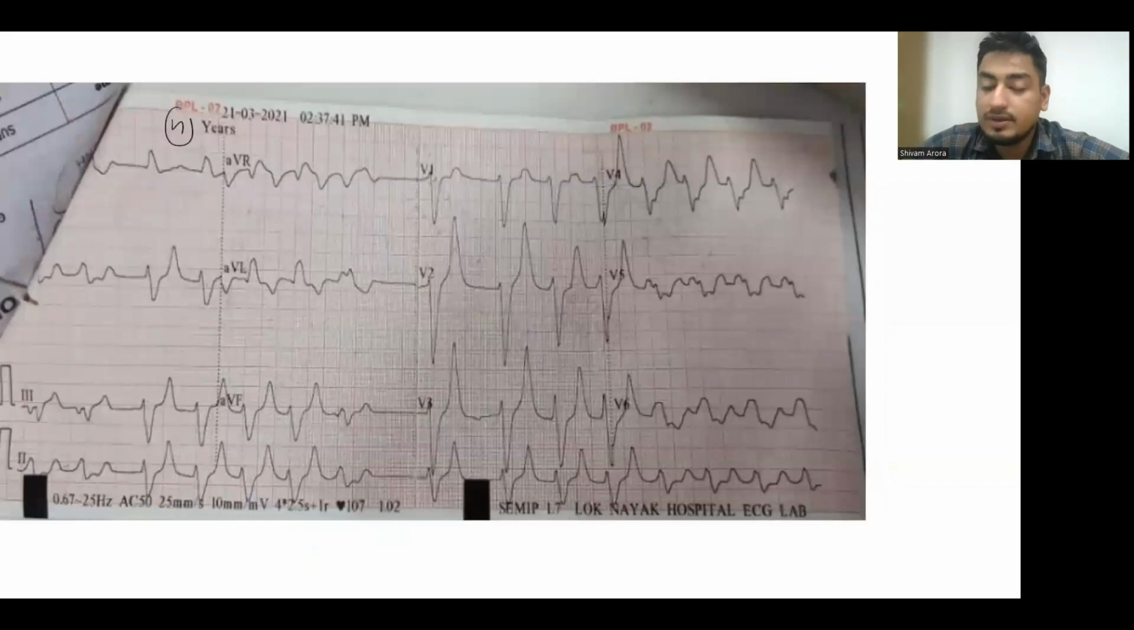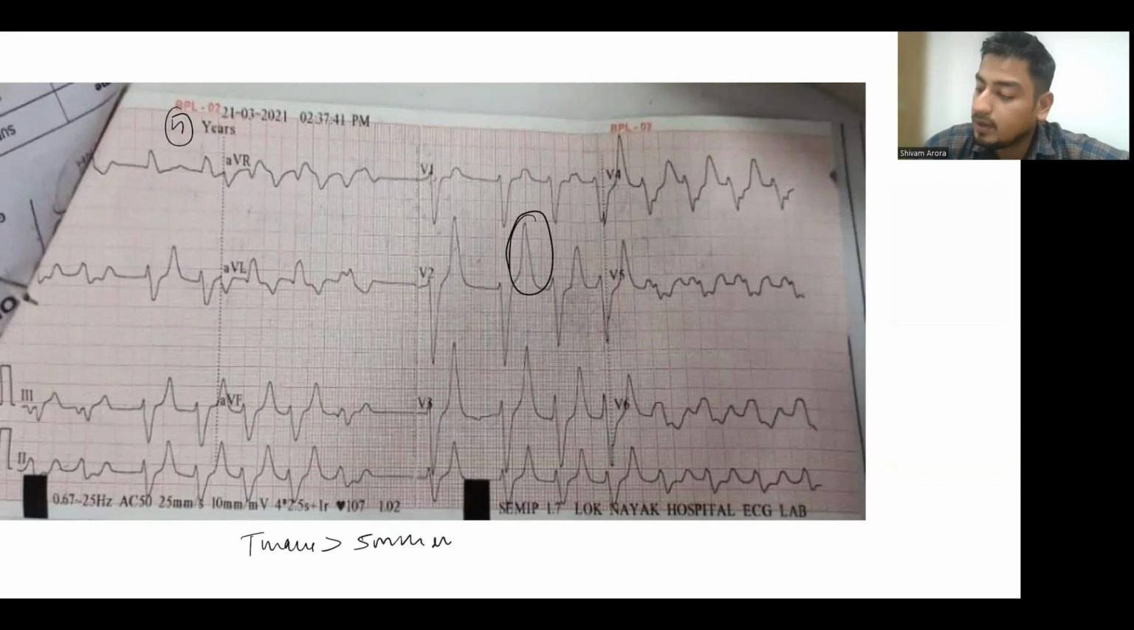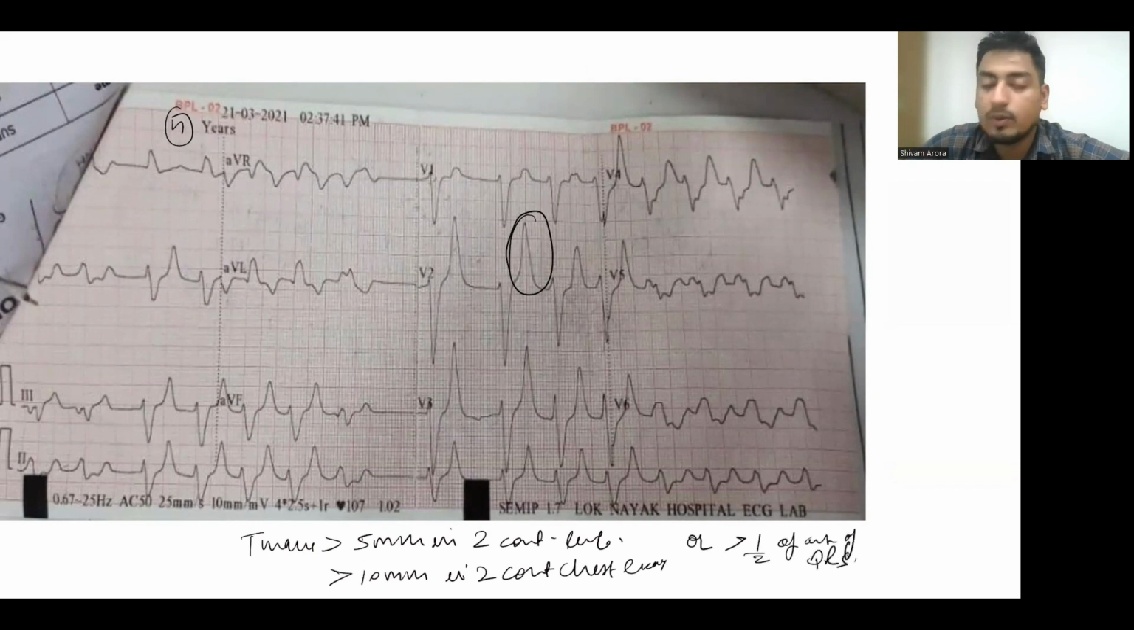Now, fourth ECG. In this we can see that there is this tall T wave. Now, what is a tall T wave? The T wave is more than 5 mm in two continuous limb leads, more than 10 mm in two continuous chest leads, or more than half of the amplitude of QRS in two consecutive leads. Okay, so this is definitely a tall T wave.